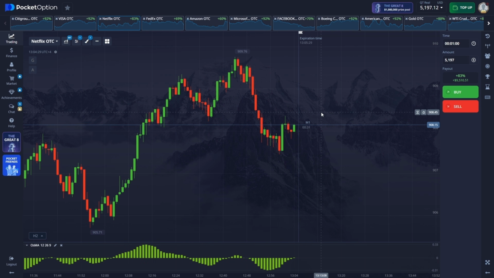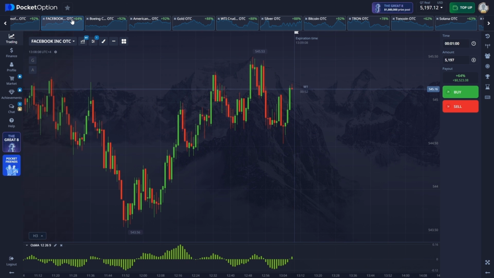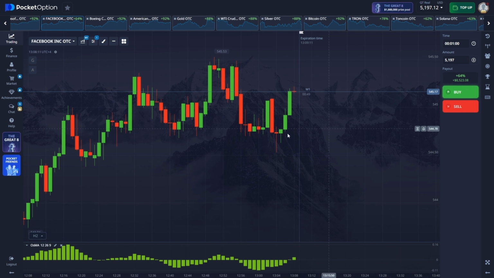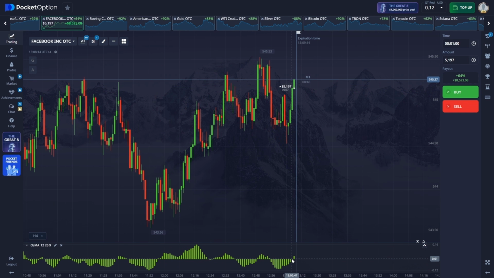There was a trade on Netflix OTC. If this candle closes as a green candle, then we can proceed for the upside move. Okay, the candle reversed, so I avoided that trade. On Facebook OTC, we have a trade for the upside move. I got the entry and proceeded for the upside move on Facebook OTC for $5,197. You will see the candle close above the zero level, so that's why I took this trade for the upside move, indicating an uptrend.